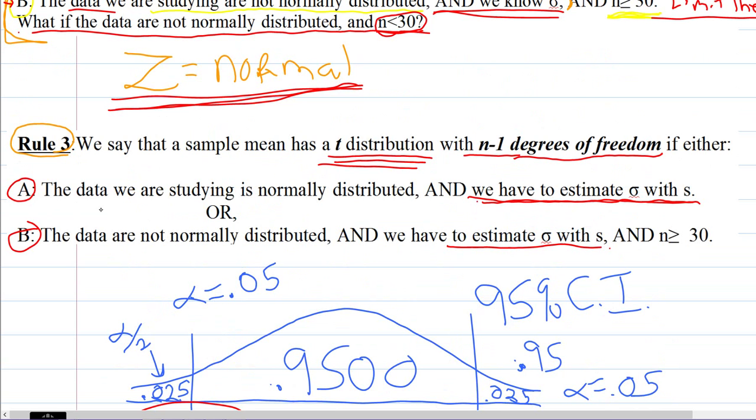So the data we're studying are normally distributed. Yeah, IQ is normally distributed. But even if it wasn't, we have a sample size bigger than 30 here, because I said we took 100 IQs. So either way, we can use the t-distribution.